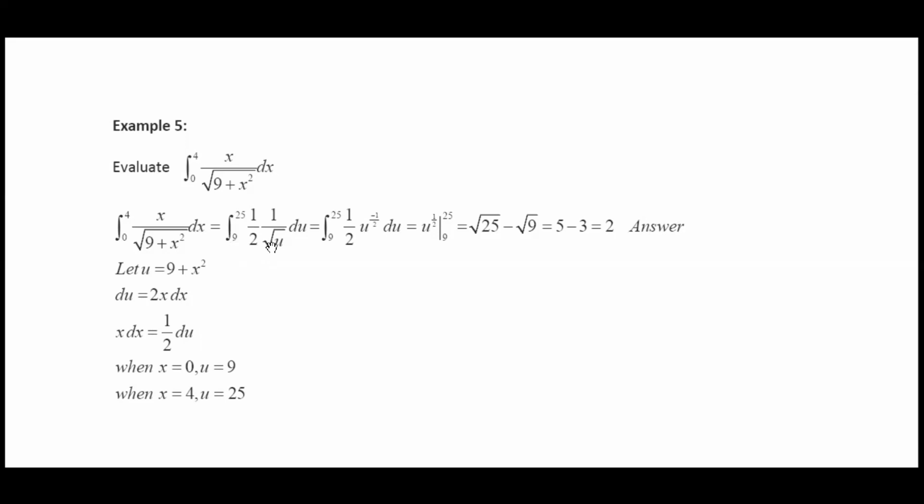So now we integrate. We show an extra step. This is 1/2 u to the negative 1/2. Now when you integrate this, you're going to add 1 to negative 1/2, giving positive 1/2, and divide by 1/2, which is multiply by 2, and that 2 cancels with this 1/2, so you're just left with u to the 1/2. And we've got nice numbers here. They were chosen because they're perfect squares, and you got the square root of 25 minus the square root of 9, which is 5 minus 3, which is 2, which is a nice answer.